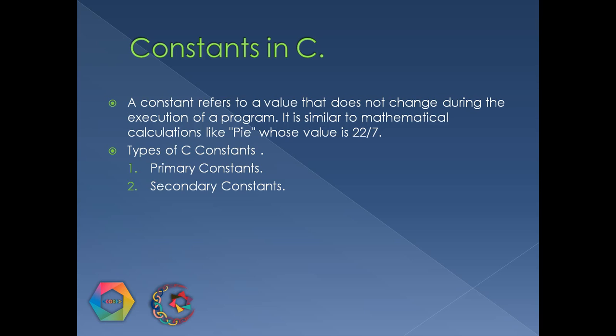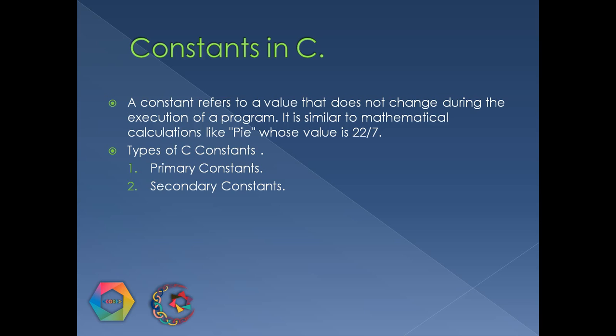But here you need to understand one thing. When you are writing your C program, and when you are defining a constant, you can assign it any value according to the data type, whatever value you want to assign it. Once you assign it and once your program is running, you cannot change it, you cannot modify it. You can use it, but you cannot change the value. All right. Now it is similar to mathematical constants like pi, whose value is 22/7.